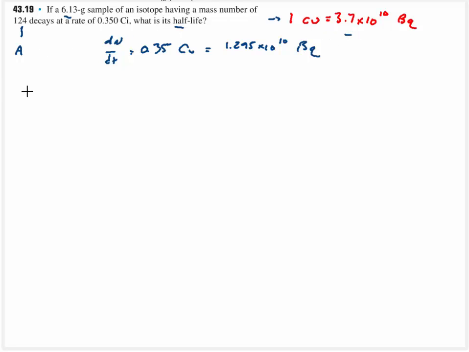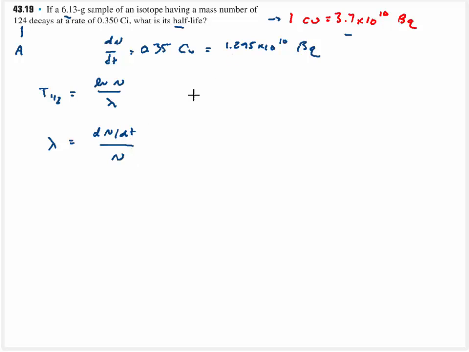We're looking for the half-life, and so T1/2 is equal to what? Well, we only have one way to get that. We're going to take the natural log of 2 and divide it by its decay constant, lambda. So we just need to figure out what lambda is. So lambda is going to be related to the decay rate, dN/dt, technically this is an absolute value, divided by N.